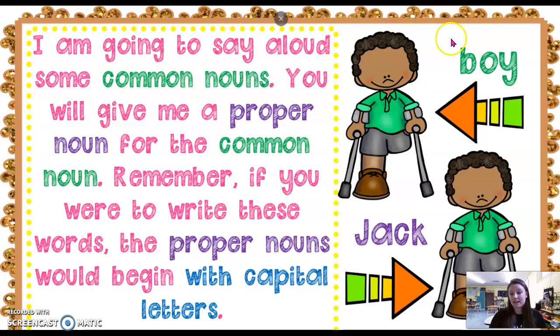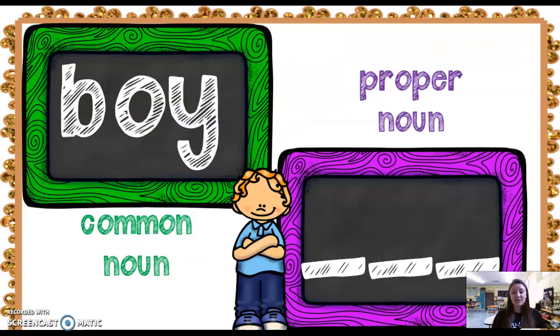Our first example on here, our common noun is boy. Is boy a person, a place, or a thing? It's a person, but our proper noun is a specific name of a boy, so our proper noun is Jack. What kind of letter is at the beginning of Jack? It's a capital. All right, I want you to come up with a proper noun for the word boy. If you need to pause the video to think of one, go ahead.